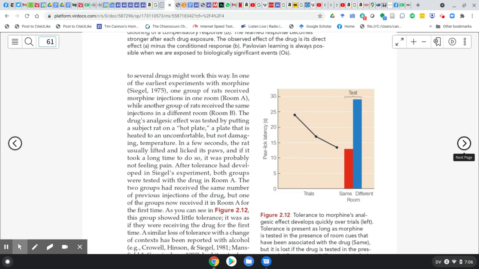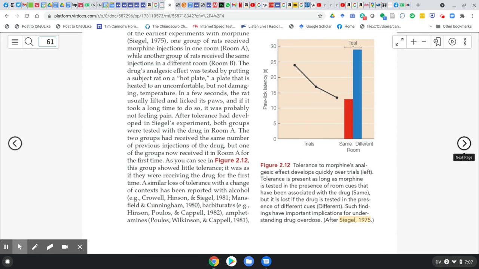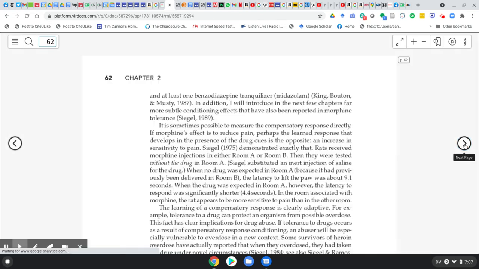Now we used a tail flick response where we heated the tail until it flicked. Here we talk about a hot plate, where you make the plate relatively hot, and after about 10 to 20 seconds, the animal will lick its paws or jump. So those are pain behaviors. And testing in the same or different room, Shepherd 1975, that may be the one that I laughed at. I was bad. I was wrong. And Siegel is still famous to this day.